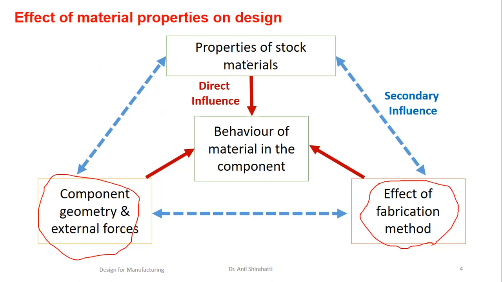But if you see the properties of the stock on the fabrication or component, they are of secondary influence. For example, if I use a stock of material, for example aluminium or stainless steel, their manufacturing under different types of stress concentration will not have much effect compared to their influence on the behavior of the material or the component.